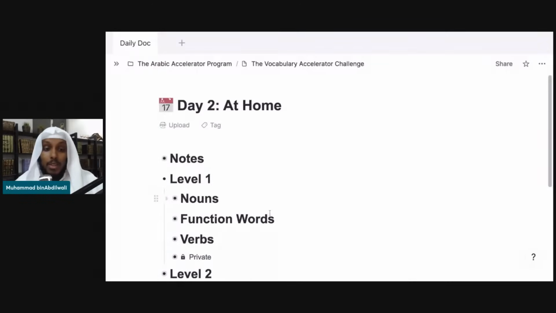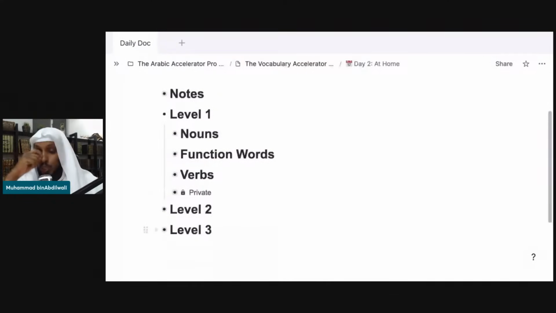Okay, so let's start with the explanation then. This theme is at home. And today we have nouns, function words, and verbs. Last time we didn't do any verbs. Today we're going to introduce a few verbs, inshallah. Nouns are names of places and things and the likes. Verbs are actions that you do. But in Arabic, of course, nouns and verbs are very much connected to each other because a lot of the nouns are taken from verbs. That might not be the case in English, but it is the case in Arabic, which makes it so beautiful. In terms of nouns, we have rooms, furniture, and clothing.